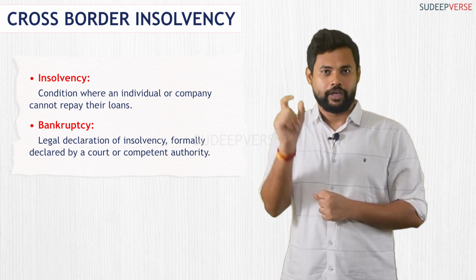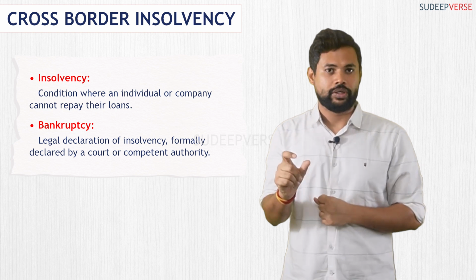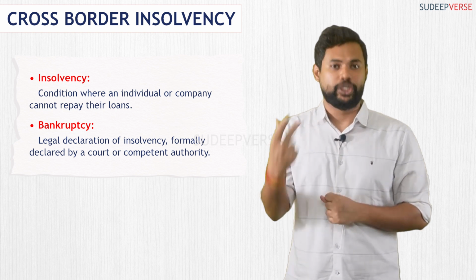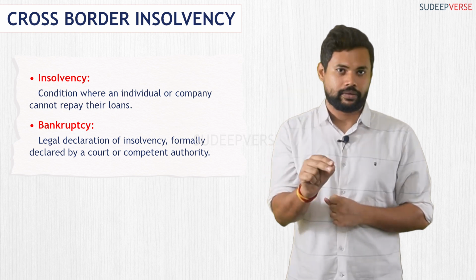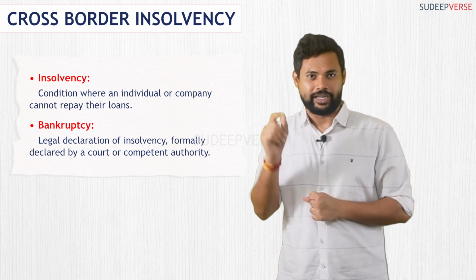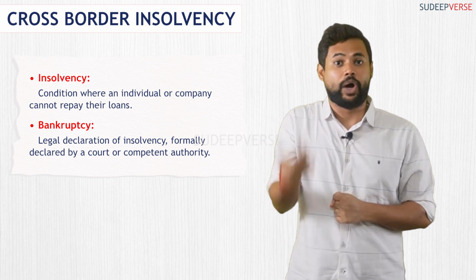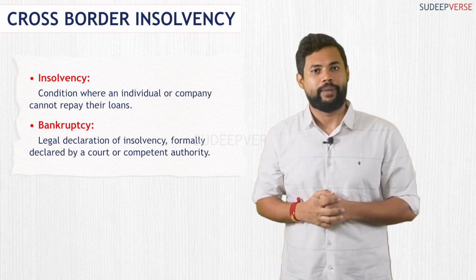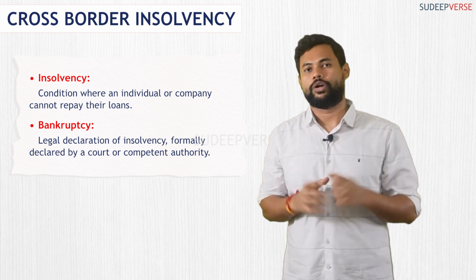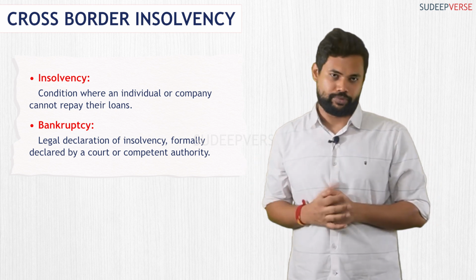I'll repeat again. If a court or a competent jurisdiction declares an entity or an individual as insolvent, then that becomes bankruptcy. That is, if there is a legal declaration that a company or an individual is now insolvent, then that is known as bankruptcy. So I hope you understood what is insolvency and what is bankruptcy.